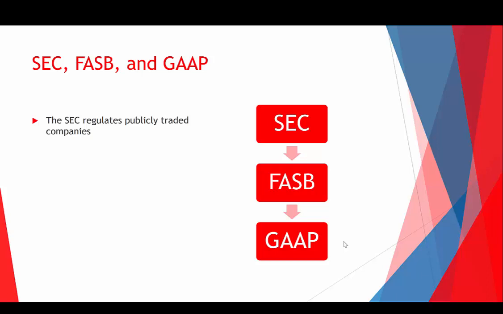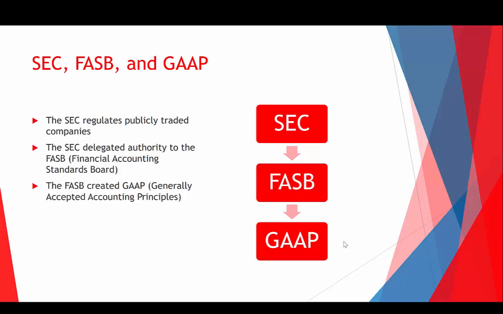But the SEC is made up of government regulators. They delegated their authority down to the FASB, the Financial Accounting Standards Board, and the FASB created GAAP. We mentioned those earlier. GAAP are basically the accounting rules. It stands for Generally Accepted Accounting Principles, and financial accounting is the method that follows GAAP.